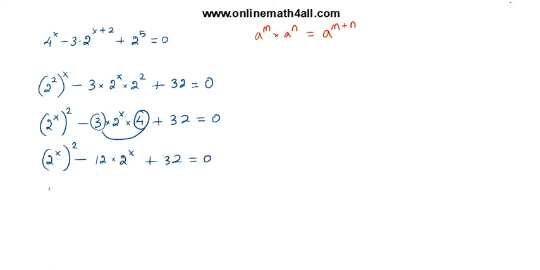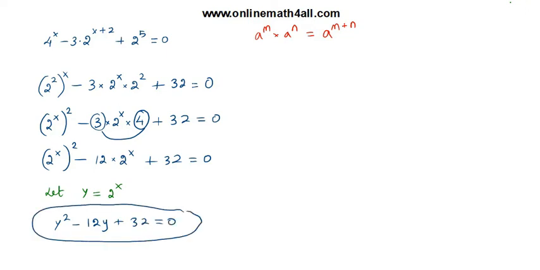Okay, now what we can do is we can substitute a new variable for this 2 to the power of x, for this one and this one. So wherever you find 2 to the power of x, it has to be replaced by y. Then we will have the equation y squared minus 12 times y plus 32 is equal to 0. So now we have a quadratic equation. So we can solve this quadratic equation easily by factoring.